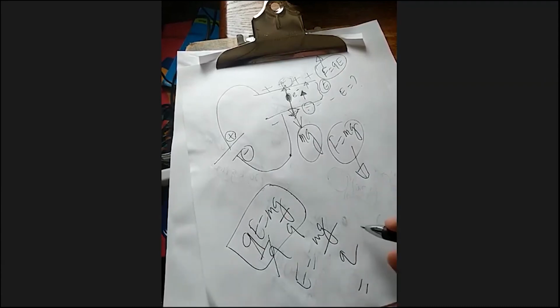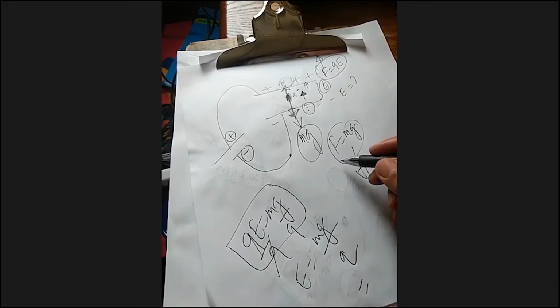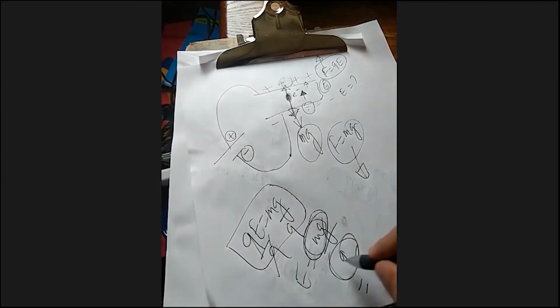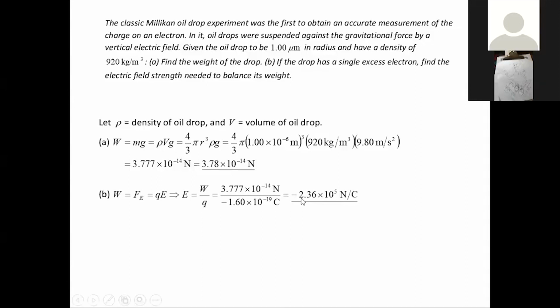So what is your mg? You already know mg, the weight of the drop, from part A. So from part A, put mg here. Then what is Q? It's the electronic charge, 1.6 times 10 to the negative 19 coulomb. Plug this in, divide mg by this Q, and it gives you the electric field, in newton per coulomb. That happens to be 2.36 times 10 to the 5 newton per coulomb.